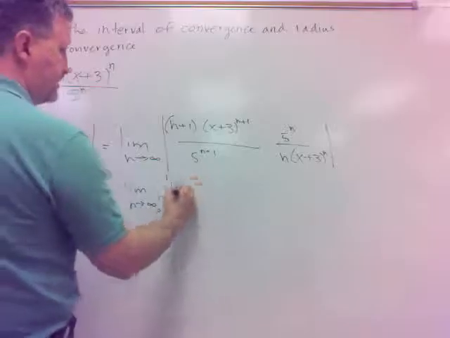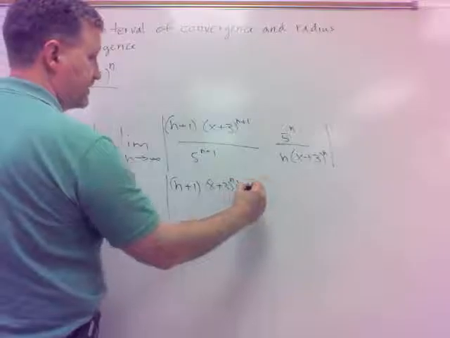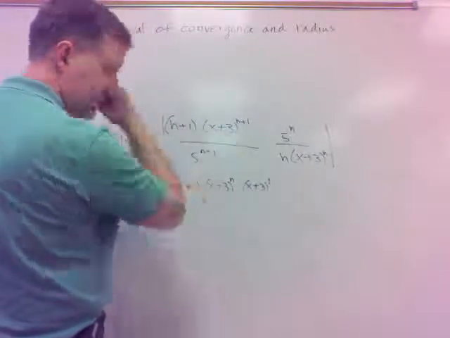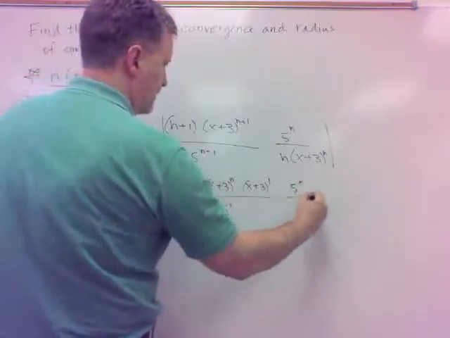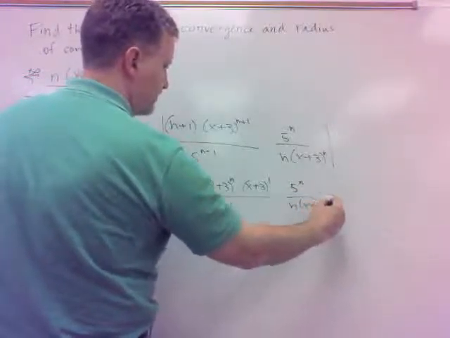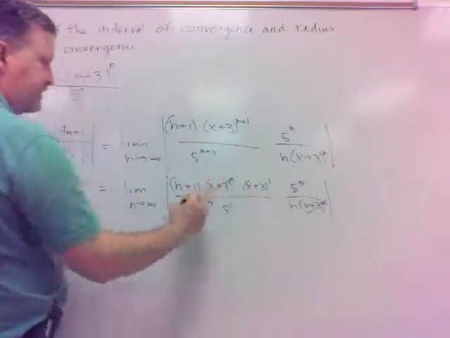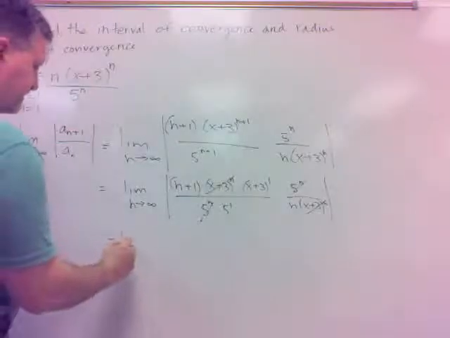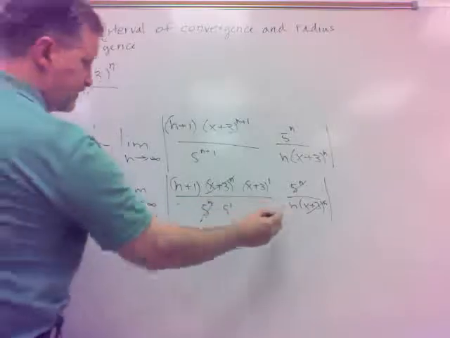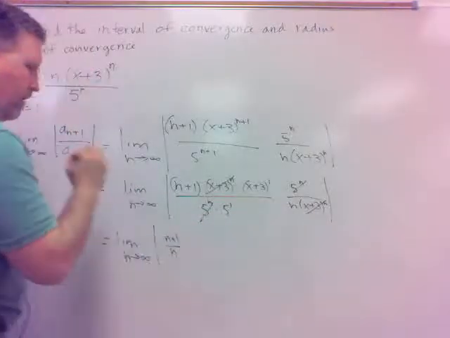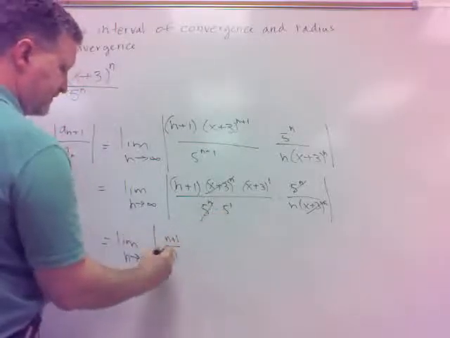N plus 1, break this out because I'm going to be able to cancel, right? It'll be (x plus 3) to the n times (x plus 3) to the 1. This will be 5 to the n times 5 to the 1. Some nice things are going to happen here, aren't they? The 5 to the n's cancel, the (x plus 3) to the n's cancel, and so if I split out, let's go with the n's. And the 5 here.